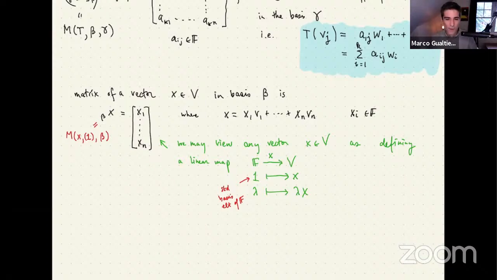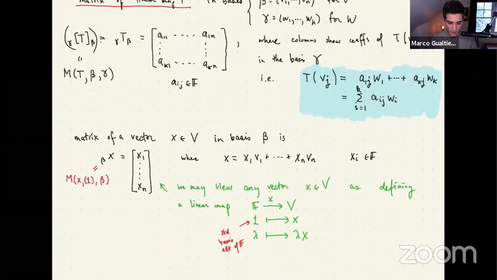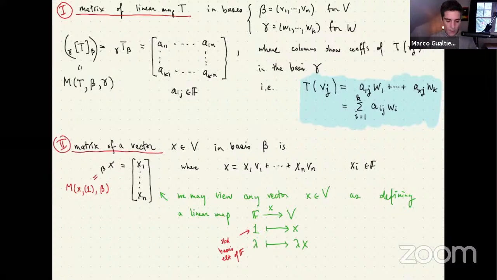Some people might be put off by this as being too abstract. Why should I think of a vector in a vector space as if it was a linear map from the field into the vector space? Well, you don't really have to. You just remember the fact that we are denoting vectors by column matrices, by expanding them out in terms of the basis and putting them as a matrix like that. So that's number 2. This is number 1. Number 2, matrix of a vector.